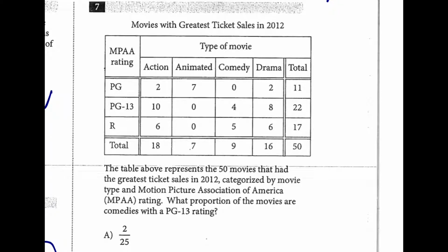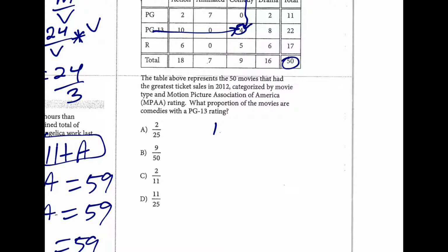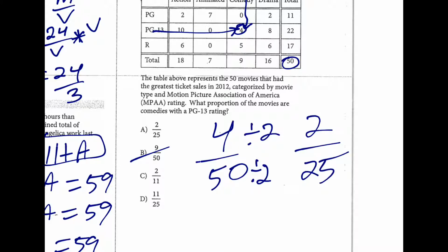As far as movies and ticket sales, they want to look at comedies, PG-13. So you follow along till those two meet, and we're at 4 out of a possible 50. So you might notice that 4 out of 50 is not here because there's a 9. So let's divide these both by 2 since they're both even numbers, and we get 2 out of 25, which is there.